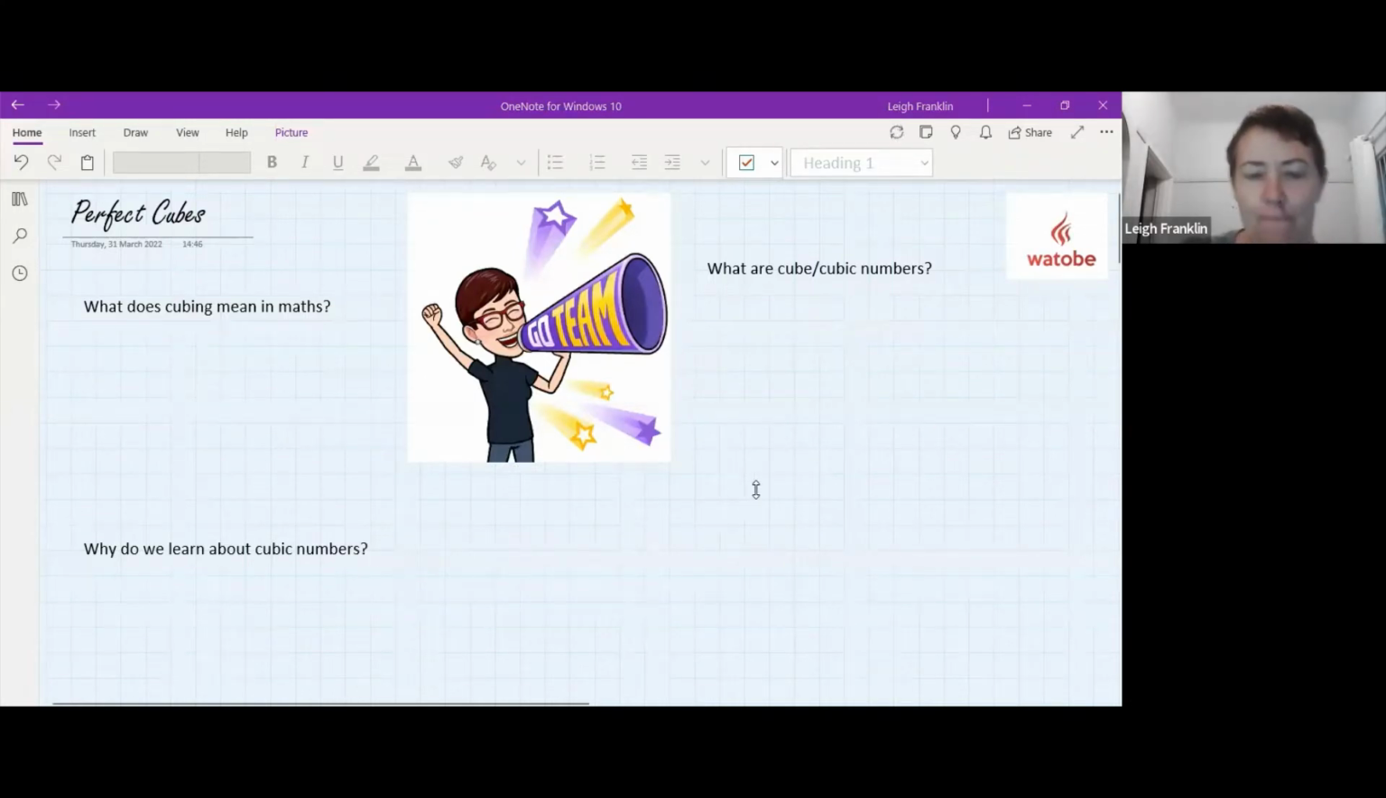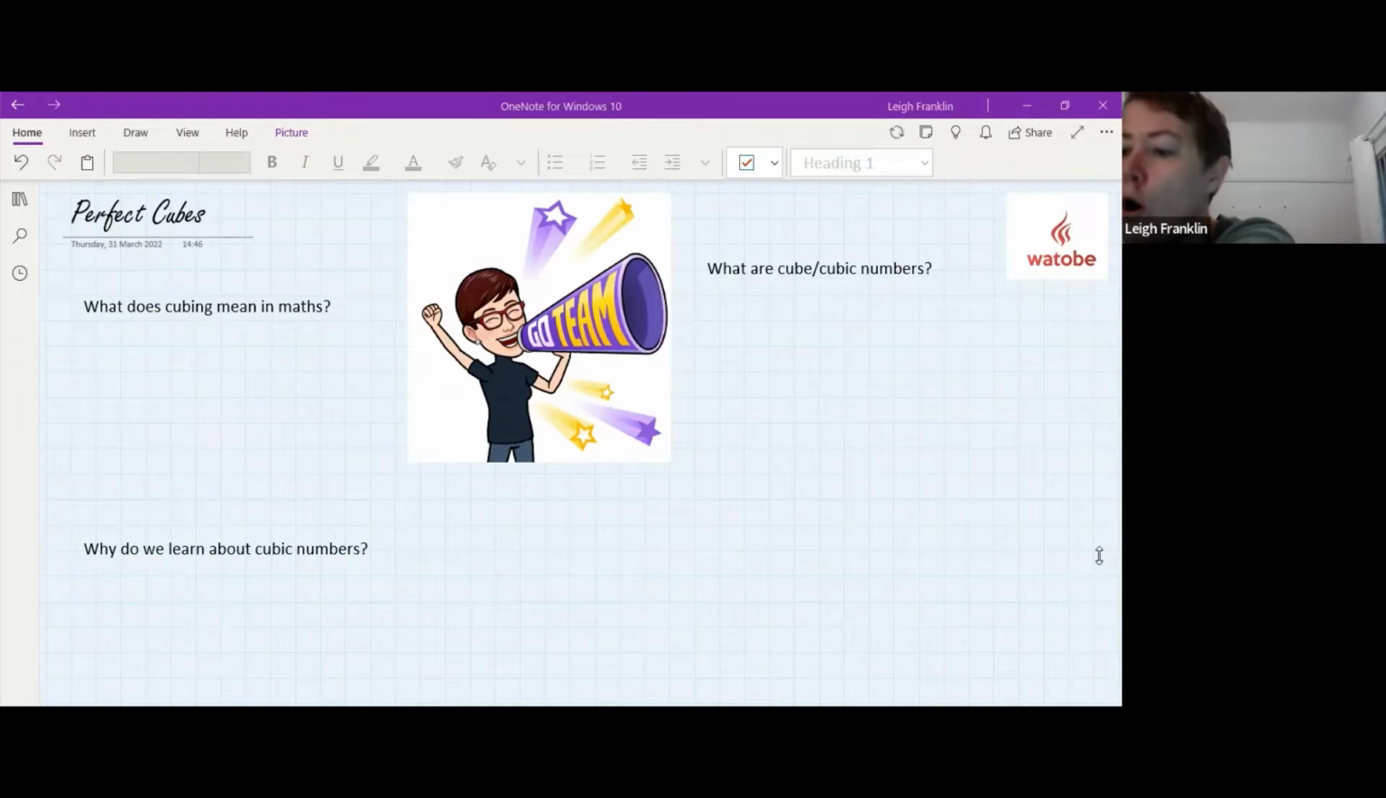Okay, Mbali, I see a hand up. Yours was first. Go for it, Mbali. It means you're going to times it by itself. Okay, but a square is when you times a number by itself, Mbali. Okay, Motabang, what does a cube mean? It means it times the number 3 times. Okay, exactly. So you're not multiplying the number by itself and then by itself again.